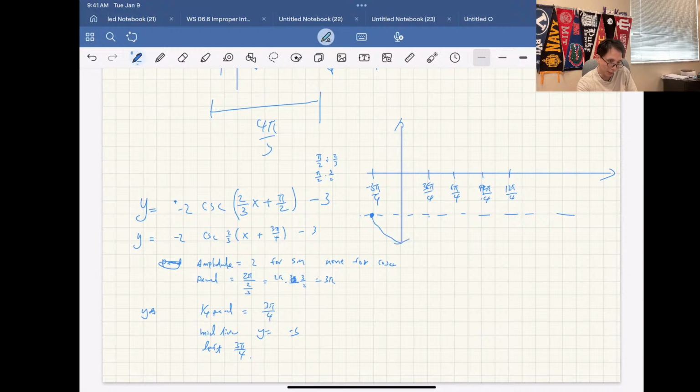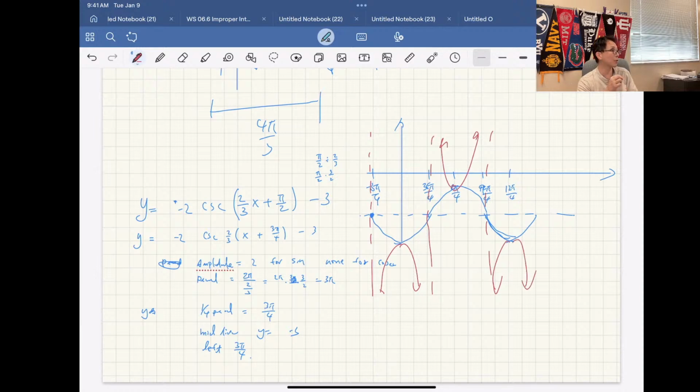This is a sine graph. This is a sine graph. And the cosecant graph is gonna be like this. And that's gonna be like this. And check the graph, check on Desmos, make sure you grab the midline. And that's probably it for this particular part.